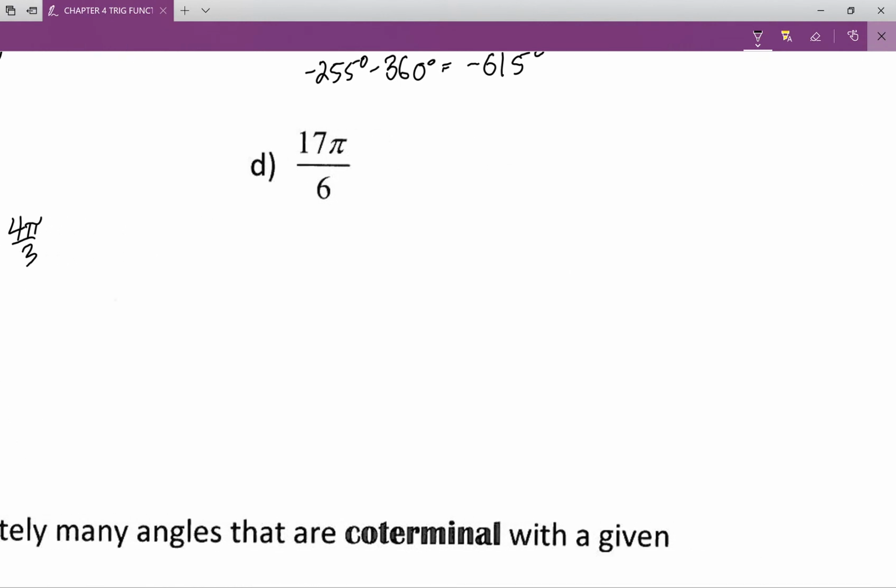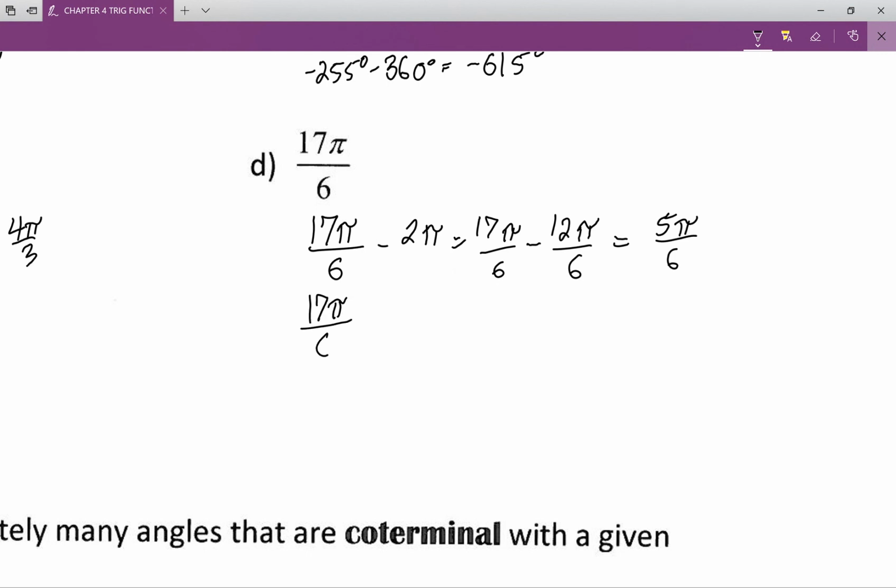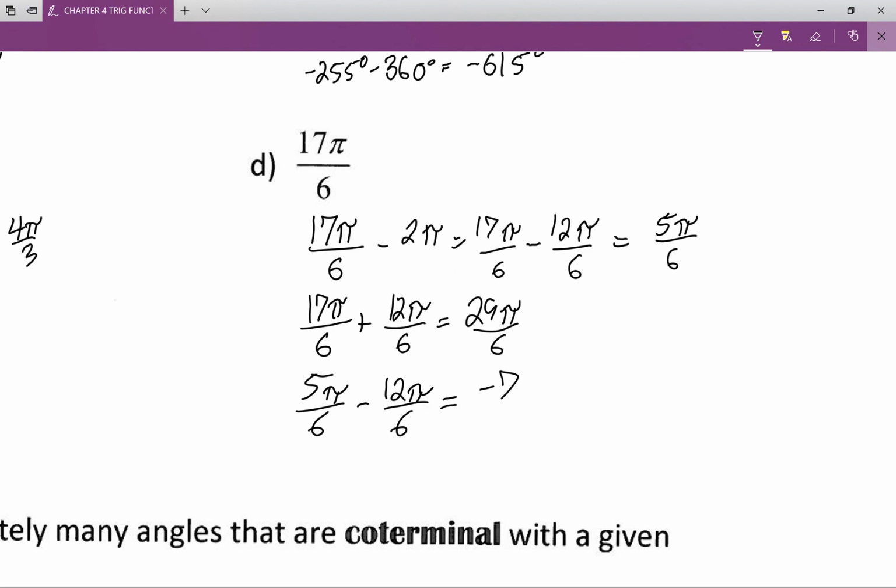17 pi by 6. So for 17 pi by 6, 17 divided by 6 is greater than 2. So I can get one of these by subtracting 2 pi, which would be 17 pi by 6 minus 12 pi by 6. And that would give me my first positive one as being 5 pi by 6. I could then go 17 pi by 6, and I can add the 12 pi by 6, which will give me 29 pi by 6. Then to get my negative, 5 pi by 6 minus 12 pi by 6 gives me negative 7 pi by 6. And negative 7 pi by 6 minus 12 pi by 6 gives me negative 19 pi by 6.